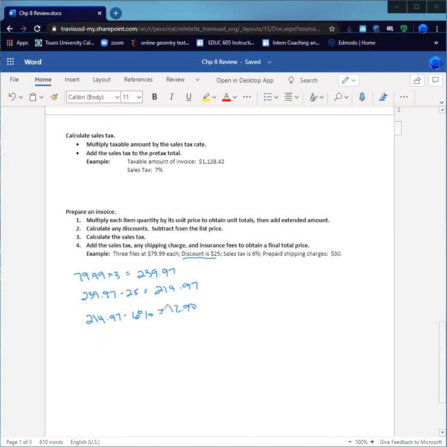Then I'm going to add my sales tax to my merchandise total. So my $214.97 plus the $12.90. And then I'm also going to add any shipping charges, insurance fees, or whatever. So this had my sales tax, which I have, and then my shipping charge is $30. So I'm going to add $30 to that. So my total amount due is going to be $257.87.